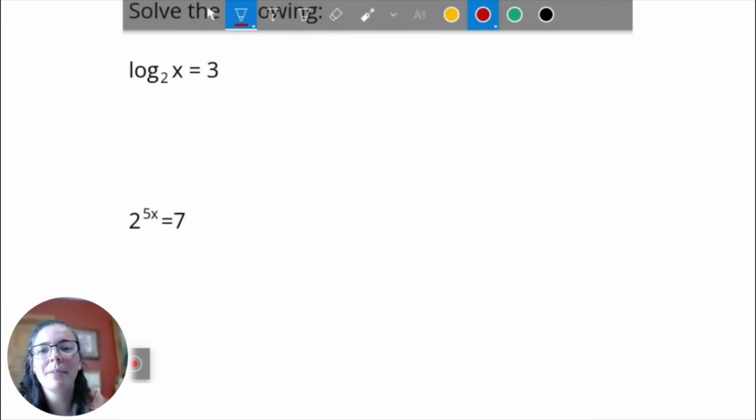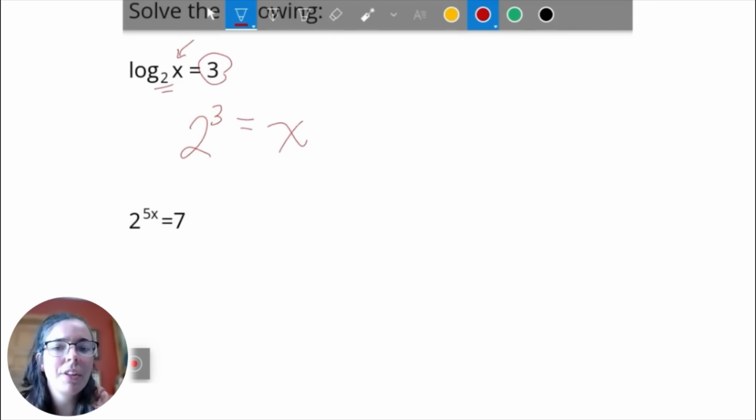Now we're going to take logarithms and go back and forth between exponential. So let's solve the following. Log to the base 2 of x equals 3. So in order to solve this and get the x by itself, I need to rewrite this as an exponential. So how I can do this is the base is 2, and the exponent is always going to be what's on this side. So 2 to the third equals x.